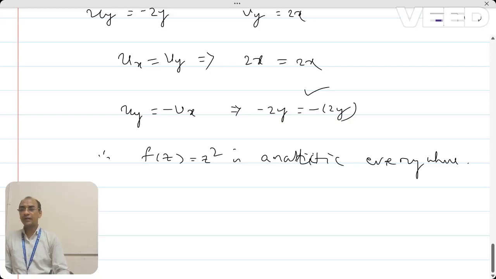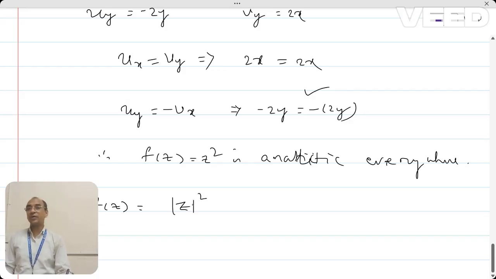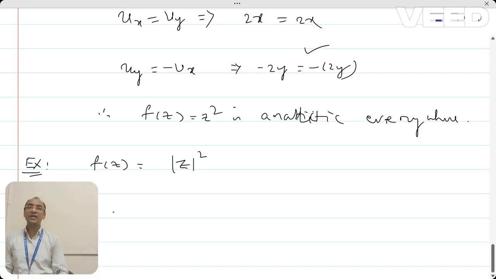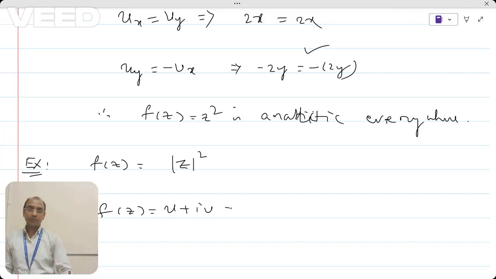Say I will take another example here. Suppose I take f of z equal to mod z square. Whether it is analytic or not? For that we need to find the real and imaginary parts. So here f of z means u plus iv, but that is nothing but mod z square, where z is x plus iy.